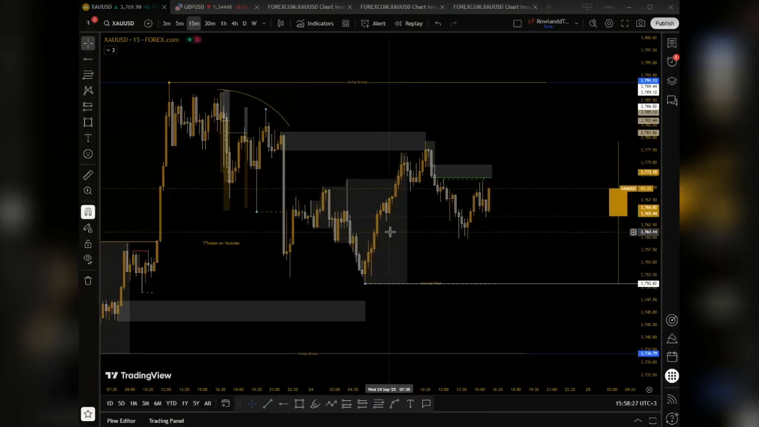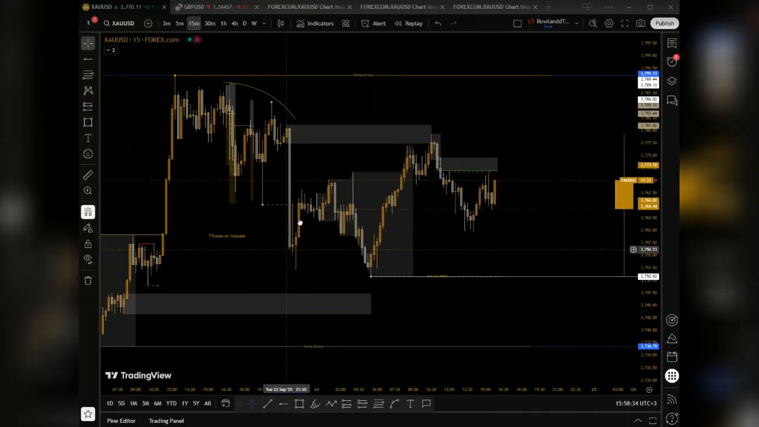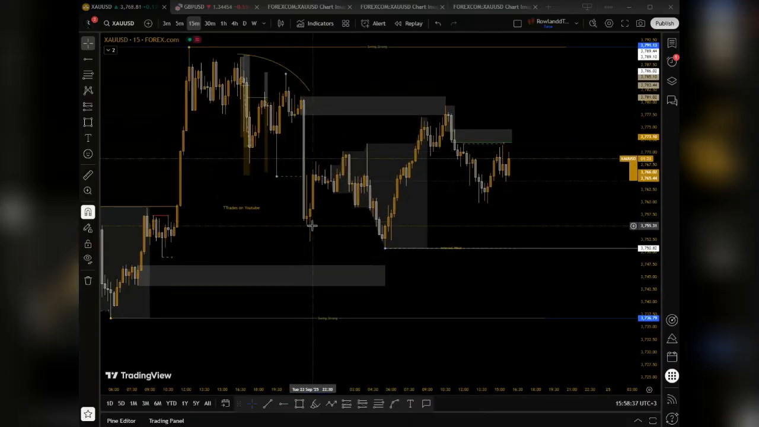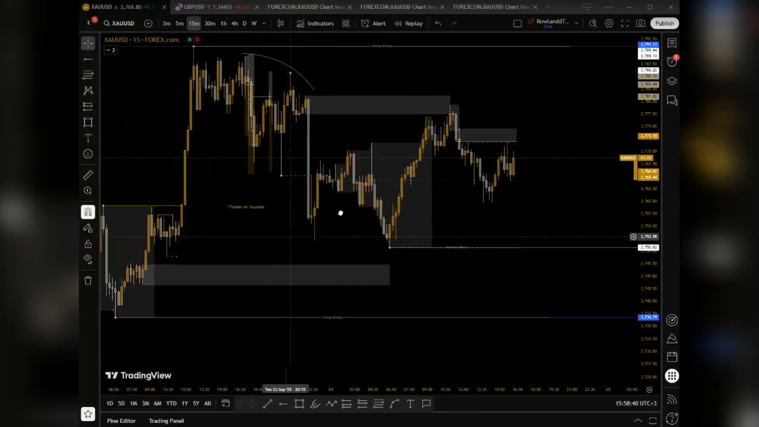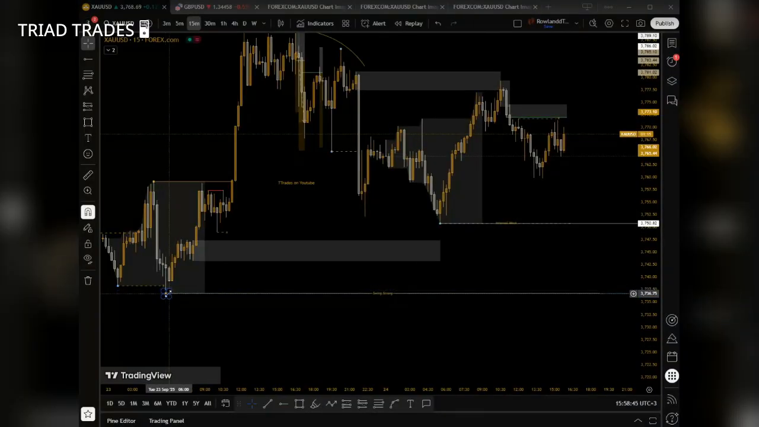Now, price has mitigated this point of interest at the extreme of the bearish internal range. Remember, I still have cause for lower prices. What's my cause for lower prices from the higher time frame? I'm looking to target sell side liquidity below the fractal low on the lower time frame, or below the previous day's low, which happens to be this low.